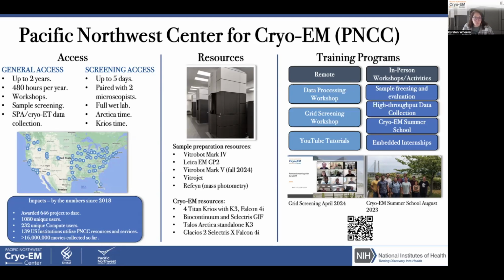PNCC has 6 microscopes. We have an Arctica with a K3 camera for screening and 4 Krios instruments for data collection equipped with K3 and Falcon 4i cameras. 3 of our Krios are equipped with Gatan energy filters, while the other 2 have the Thermo Fisher energy filters. Our Krios 1 is now updated with a Selectris X. The newest member of our microscope family, however, is the Glacios 2. We've been recently utilizing that for many of our users' screening sessions, and the hope is for those to be screening followed by small data collections.